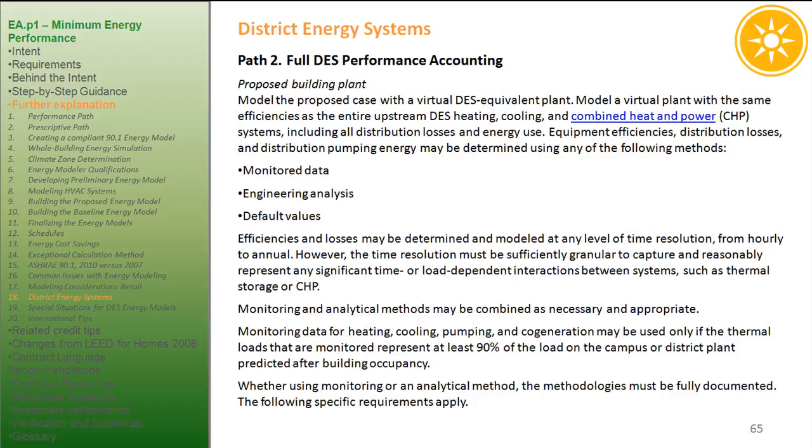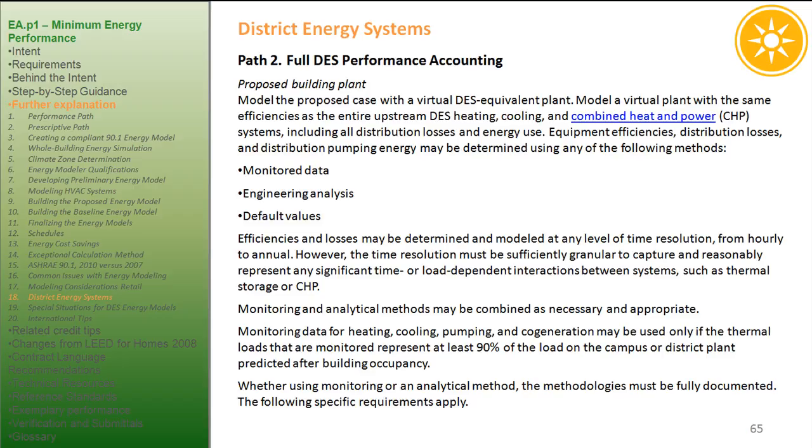Proposed building plant. Model the proposed case with a virtual DES equivalent plant. Model a virtual plant with the same efficiencies as the entire upstream DES heating, cooling, and combined heat and power (CHP) systems, including all distribution losses and energy use.